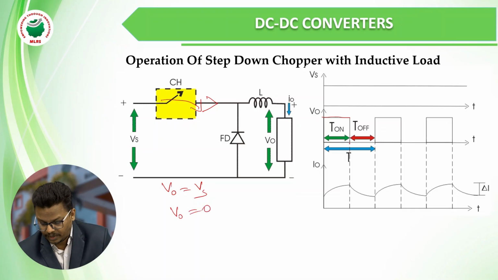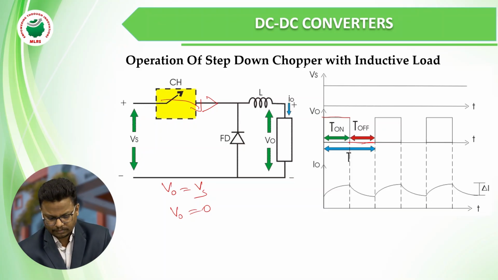So in the turn off time period, we will get 0. Okay. So now we will discuss the output current. Due to the inductor property, it will not allow a sudden change of current, so slowly the current will increase and slowly the current will decrease.